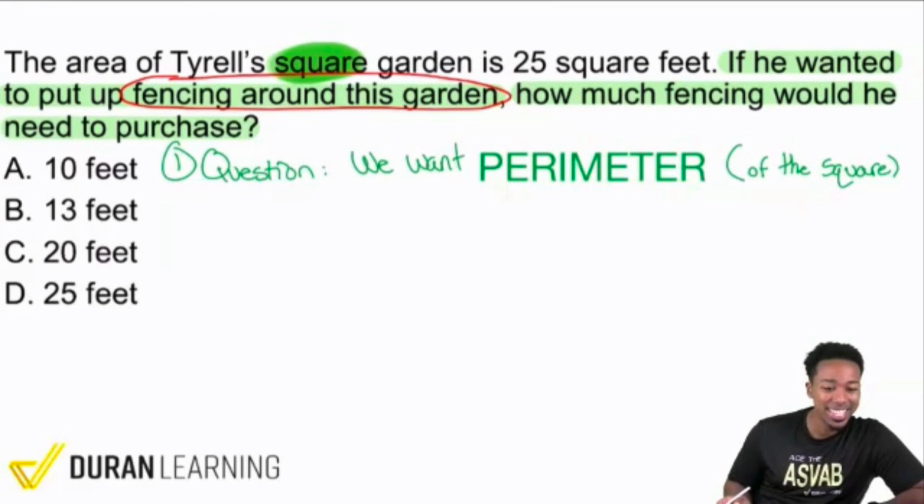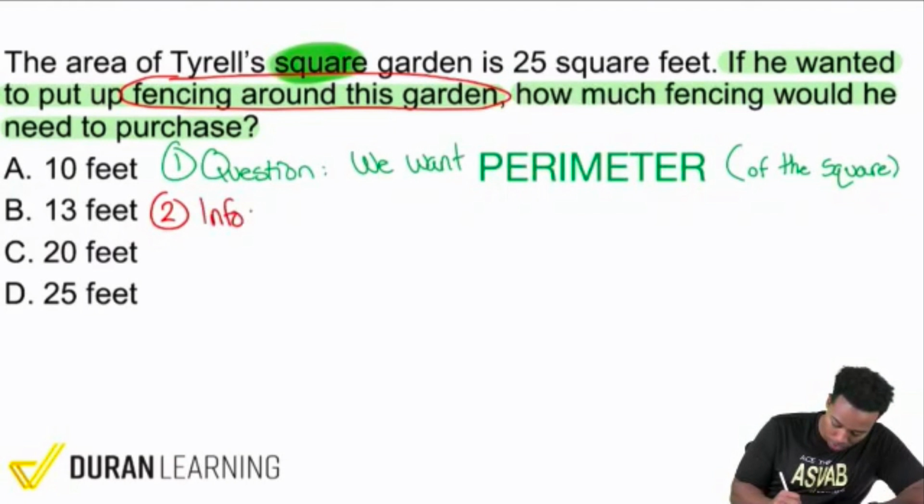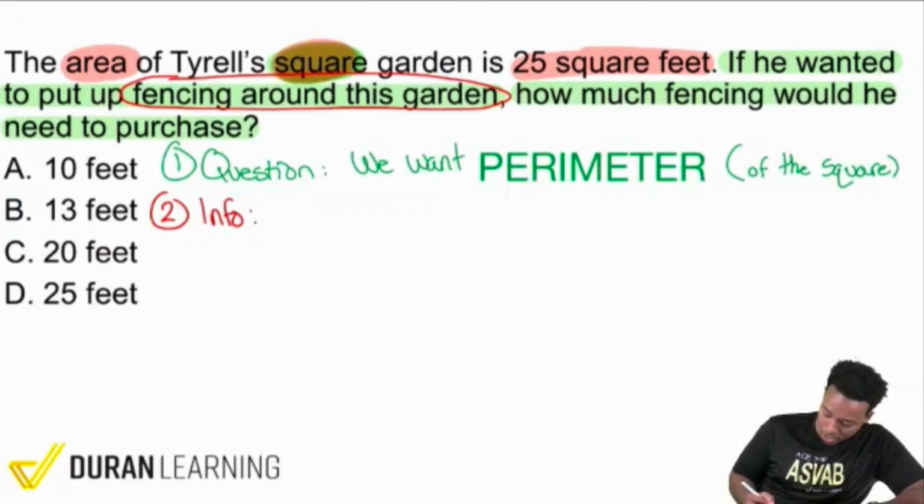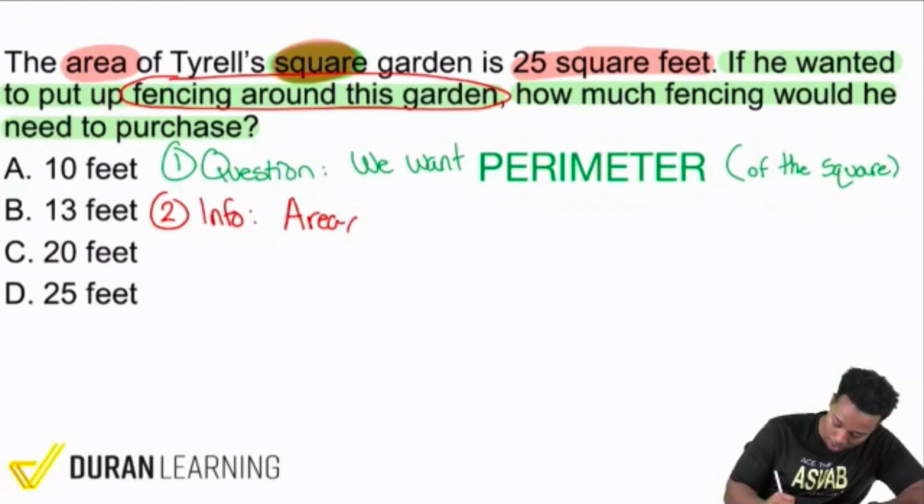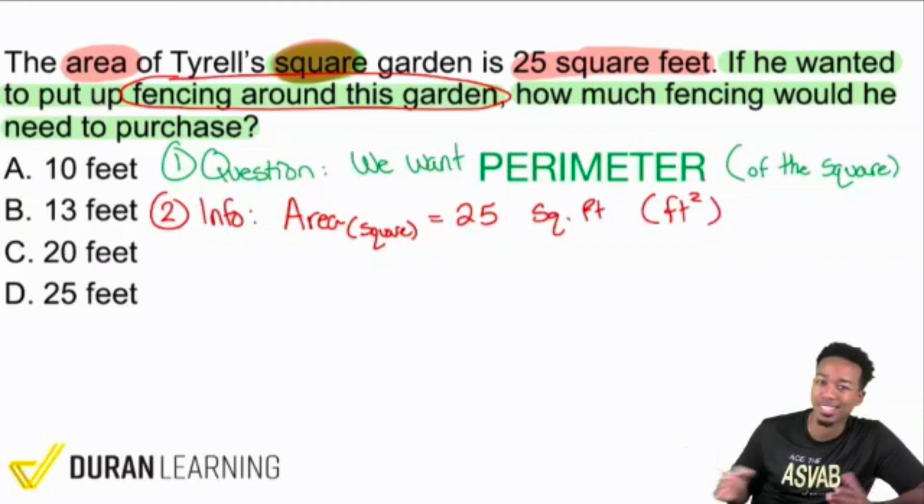I gotta fix it. So with that, now we have to ask ourselves, what information do we have? So info that we have. What we have here is area of the square, 25 square feet. So what we should say is area of the square, 25 square feet. You can say it like that, or you can say it like this. Either way, it's the same thing, guys.